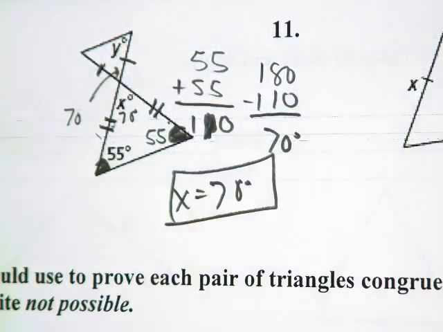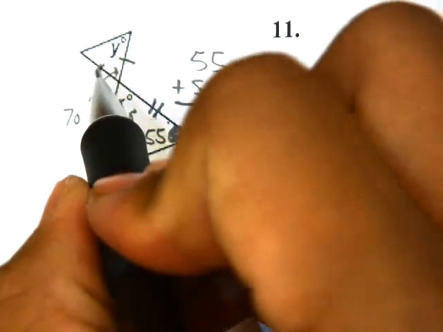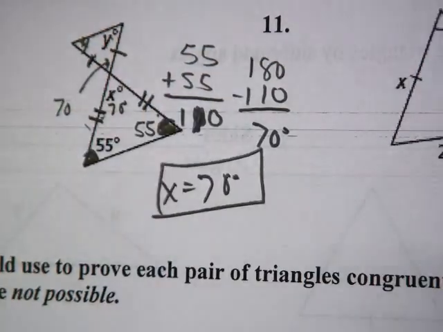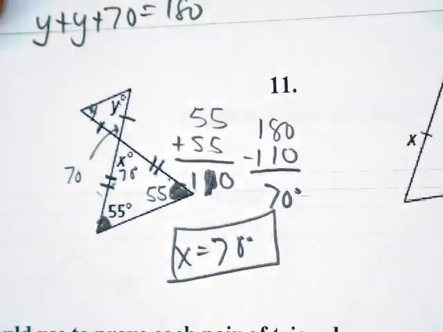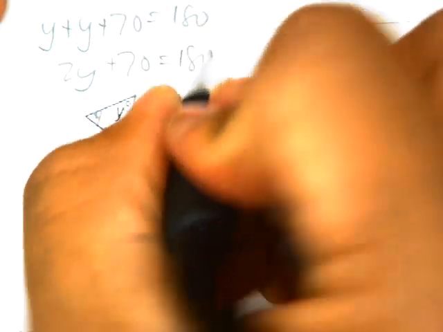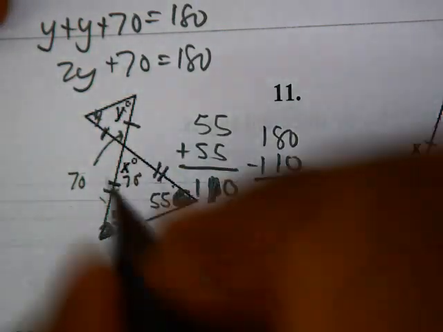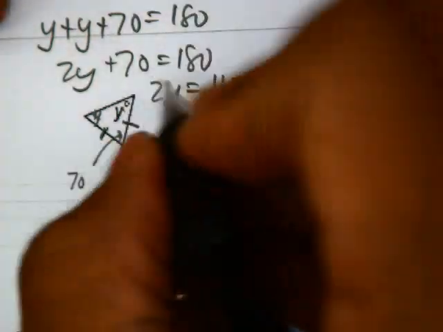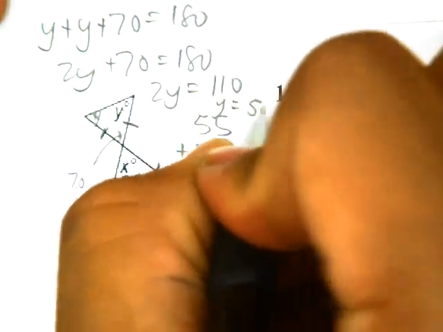The top triangle is also isosceles, meaning that this angle right here is also y. So I have y plus 70 should equal 180. If I combine like terms, this is 2y plus 70 equals 180. If I subtract 70 from both sides, 2y is 110. Divide by 2, y is equal to that 55.